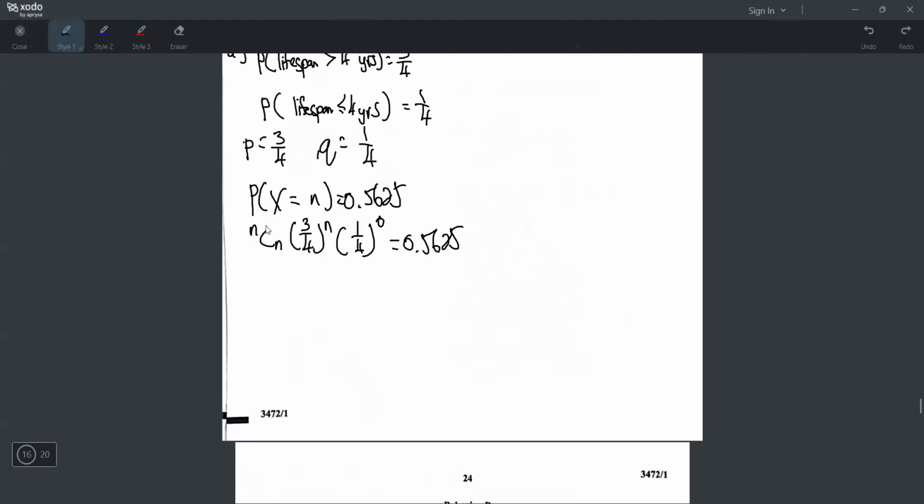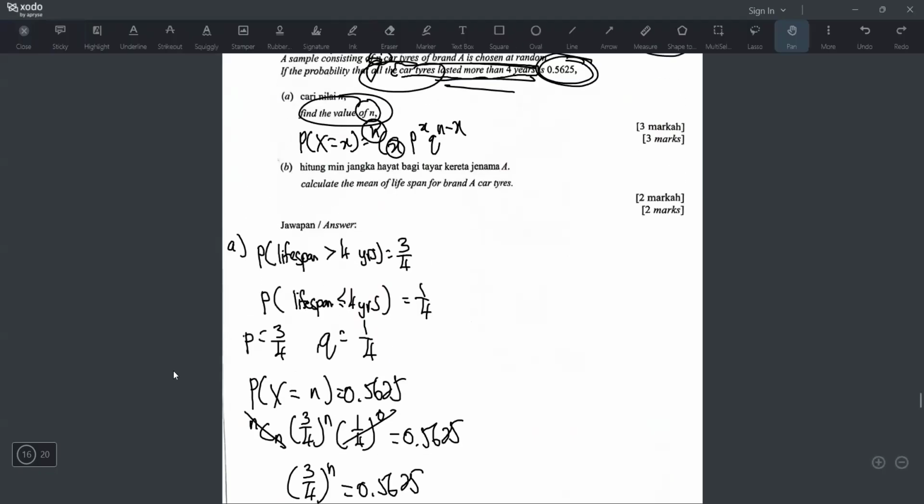Okay, nCn you can cancel. Why can you cancel? Because when you have two same numbers like this, you will get 1. You can try with your calculator. You press 2C2, 3C3, 5C5, they will give you 1, right? So this is 1, and when you times 1, nothing happens, so you can just leave it. And then (1/4)^0, you press calculator, you get 1. That's why this one can be cut. So you're left with (3/4)^n = 0.5625.